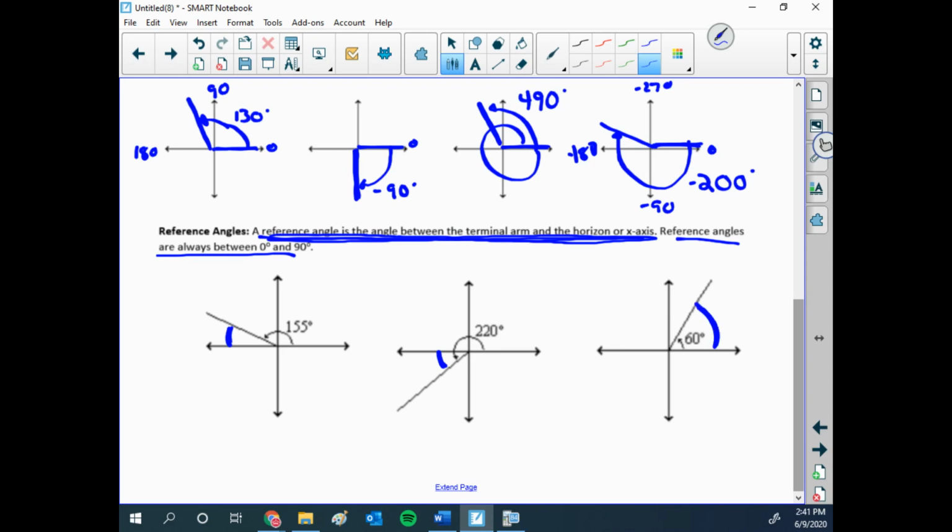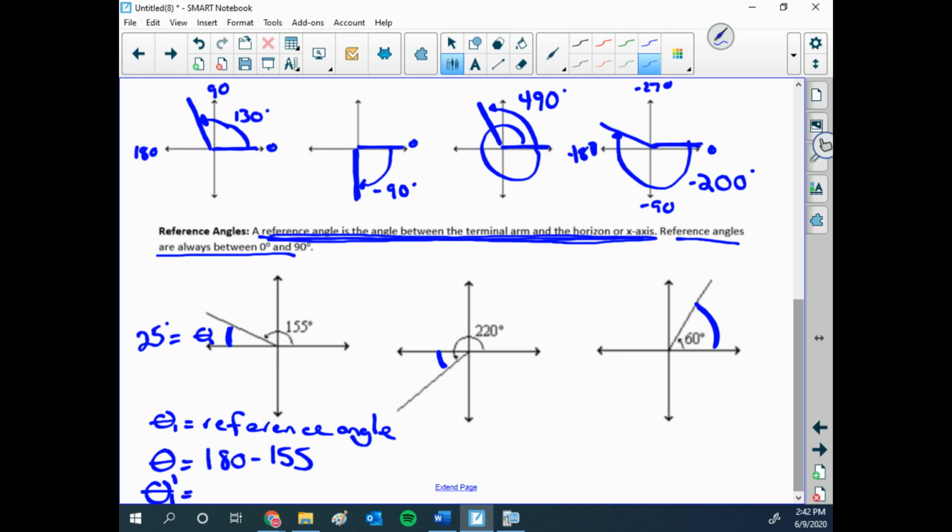I can figure out what each of these reference angles is based on the position of that terminal arm. To figure out this reference angle, theta here is my reference angle. I would just have to go 180 minus 155. So that theta there is about 25 degrees. Let's call that theta 1. So theta 1 is equal to 25 degrees, the reference angle between the x-axis and the terminal arm.